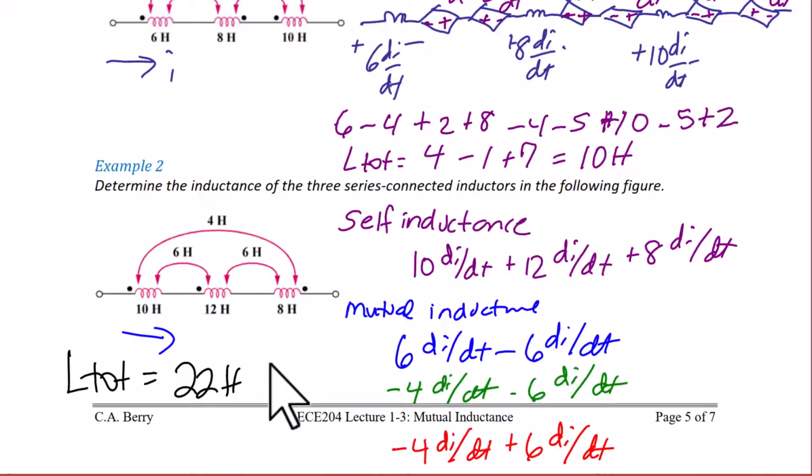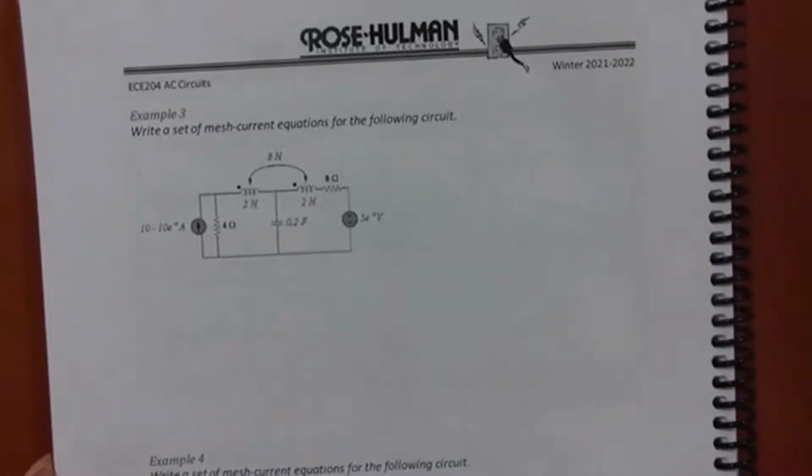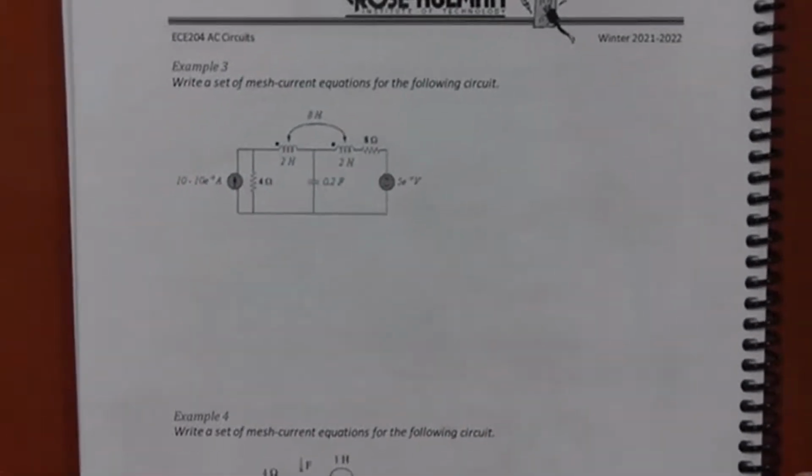And you get that the net total inductance is 22 Henry. And the total voltage across the network would be 22 di/dt. Okay, so now let's see what this looks like in a circuit.